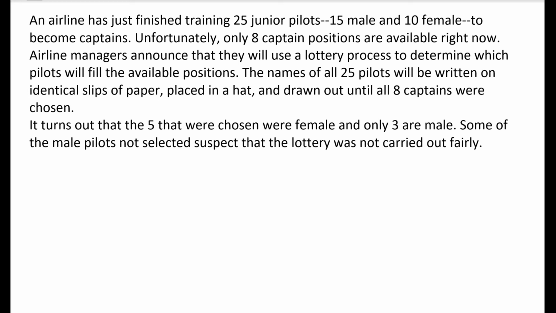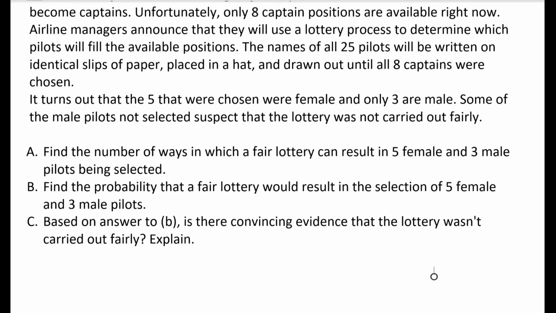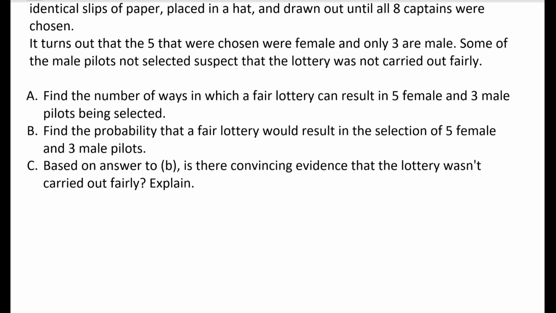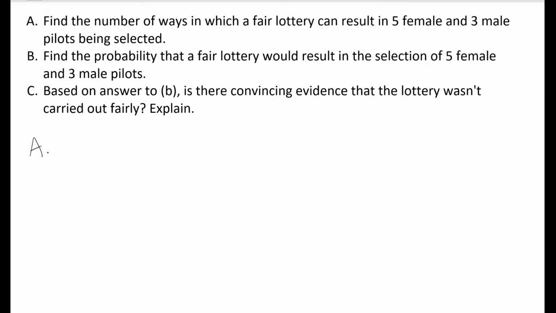So, what we want to determine is, first, how many different ways are there of choosing those males and females? So for part A, I went ahead and added the parts A through C, because I forgot to include it in the problem. For part A, we want to find the number of ways in which a fair lottery can result in 5 females and 3 male pilots being selected. So basically, whatever happened, we want to figure out, is this going to be fair? So first, we have to calculate how many different ways do we have of that happening? So we want 5 female and 3 male pilots.